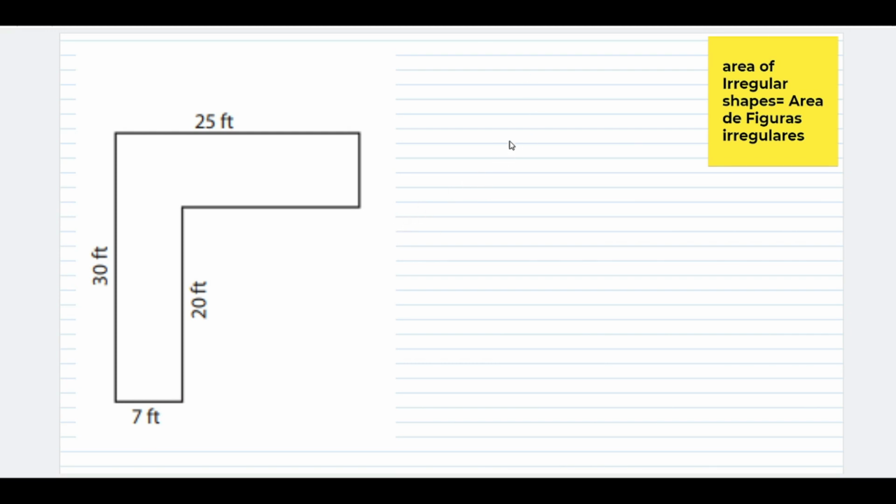Today we are going to be learning how to calculate the area of irregular shapes. Before we continue, we have to remember the area formula. The area formula is length times width. It means we multiply the length times the width.